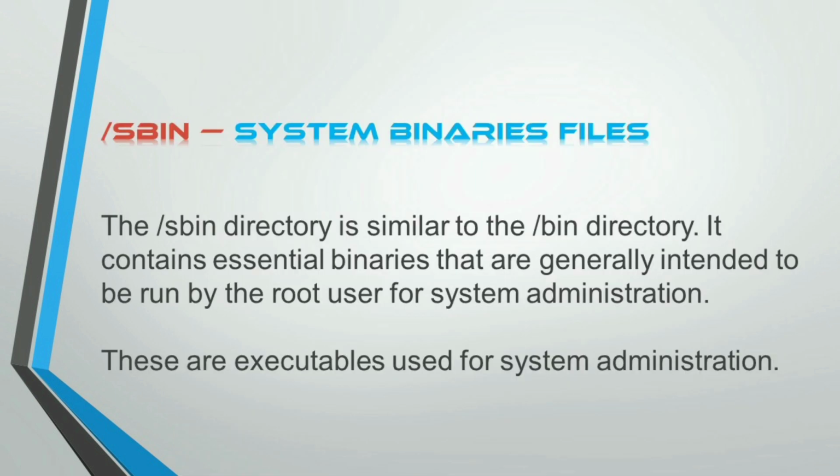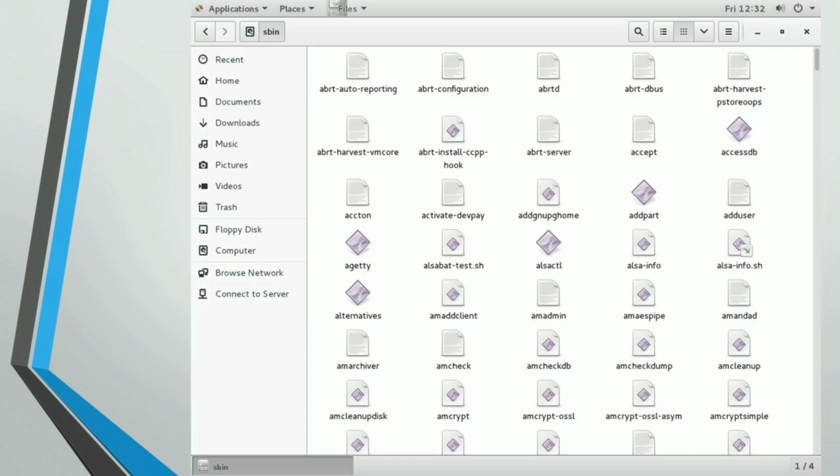The /sbin directory represents system binary files in the Linux file system. The /sbin directory is similar to the /bin directory. It contains essential binaries that are generally intended to be run by the root user for system administration. These are executables used for system administration. In the sbin directory, you can see a lot of binary files are present.